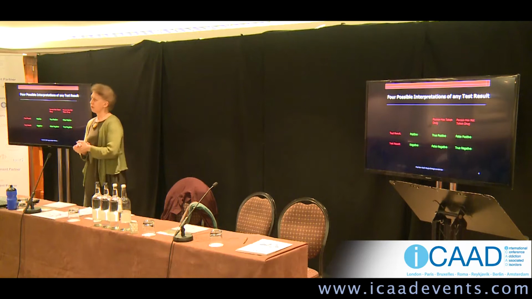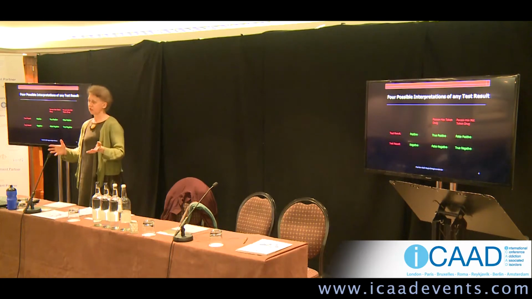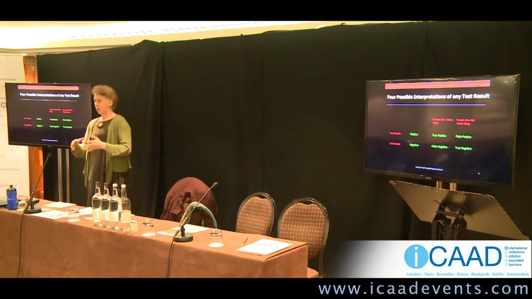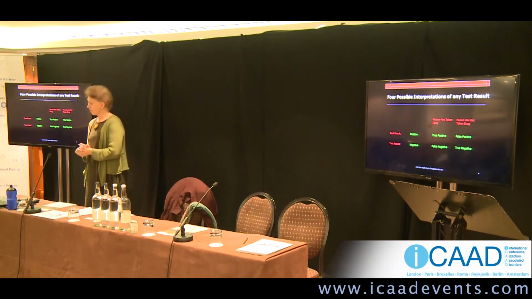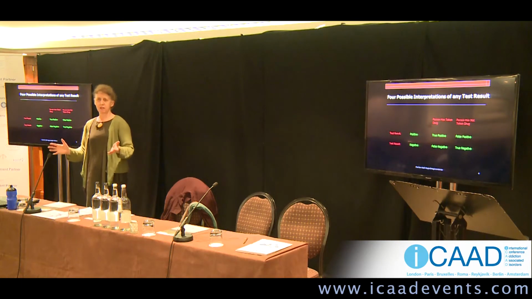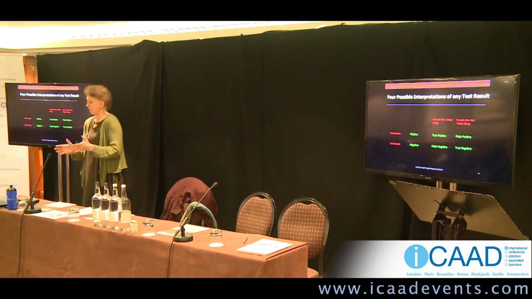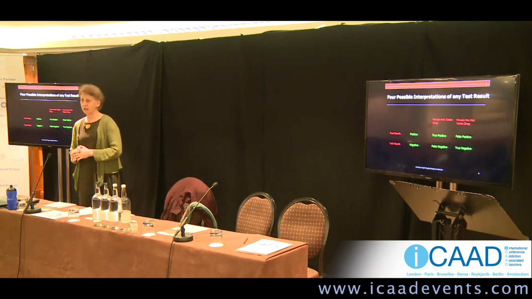And generally, and we usually apply this to urine, but generally there are 4 possible interpretations of any test result. So we have a positive test, and that can be a true positive, so that means that we've detected correctly that the person is using a drug. Or we can have a false positive, where the person has not taken the drug, but the laboratory or your test has identified that the drug is present.